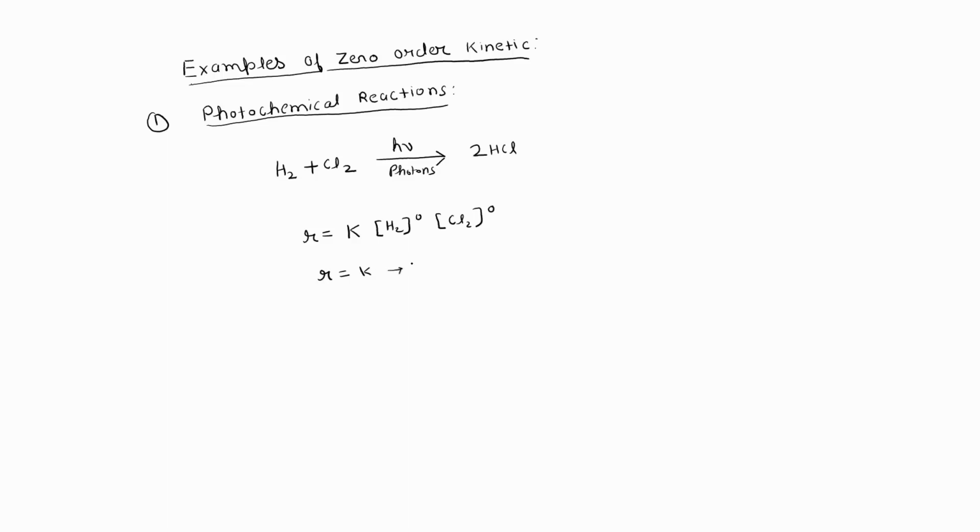Which is a zero order reaction, and also rate is directly proportional to intensity of light. If the number of photons is more, then rate is fast, and if the number of photons is less, then rate is slow. It means your H free radical and Cl free radical will form fast if photons are more, intensity of light more, and if intensity of light is less, then your H and Cl free radicals will be less.